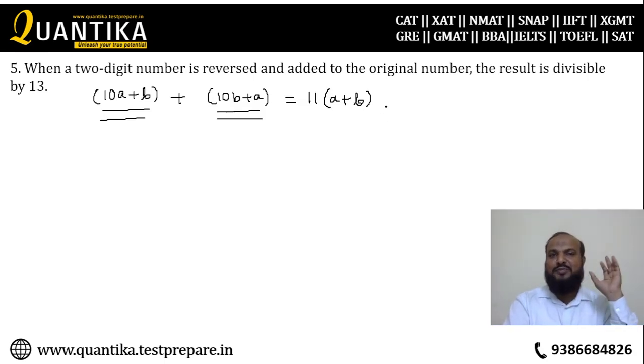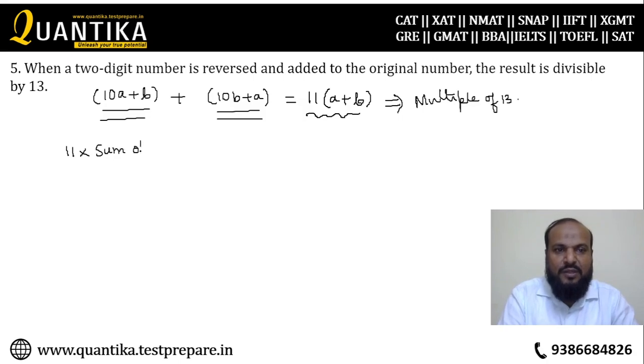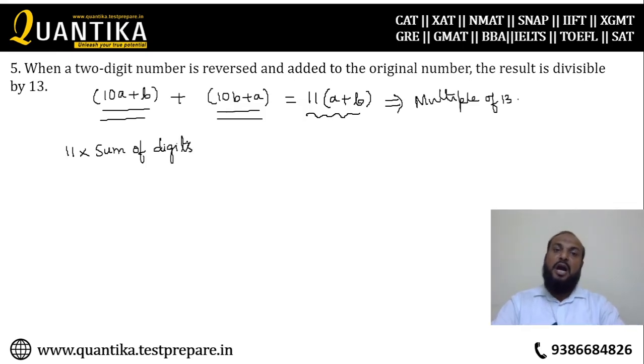Now 11 into a plus b is going to be a number, for example 55 or 88 or 99, maybe 132 or sometimes 156. Now this number is divisible by 13. You all need to sit down and understand how this can be a multiple of 13. Okay, 11 into a plus b. A plus b is nothing but the sum of digits, as we know, and the question is saying that this is a multiple of 13. How is this possible?